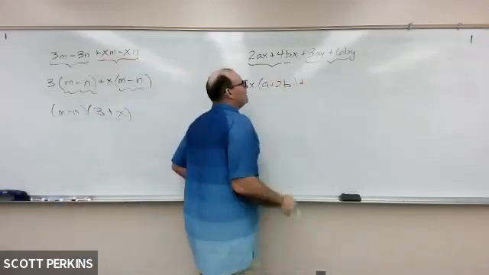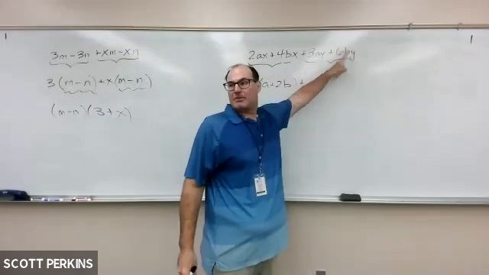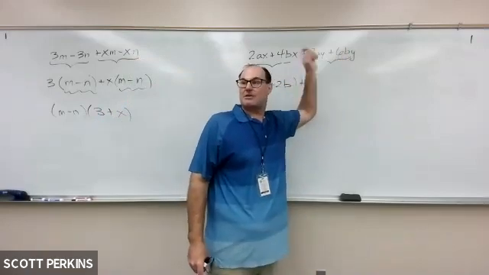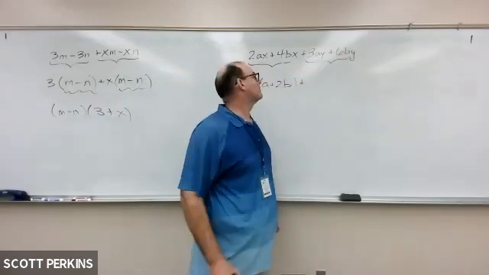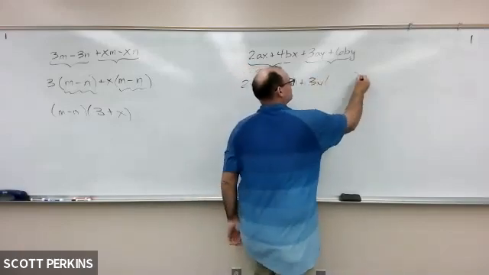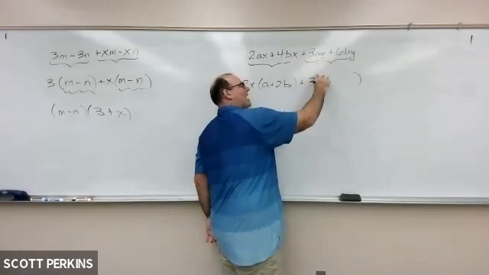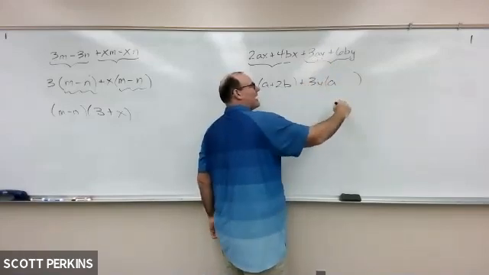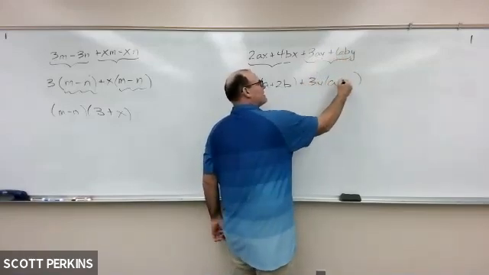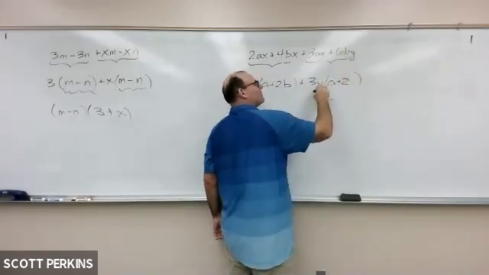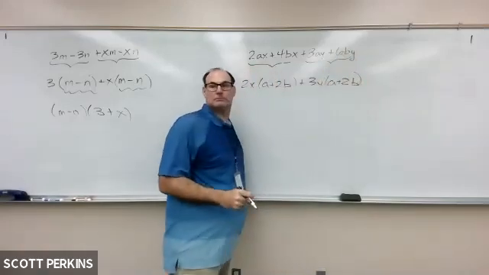Plus 3ay plus 6by. What's in common to those two terms right there? So the 3 I factored out. I started with ay, I factored out the y, I'm left with a. 6 divided by 3 is 2. by divided by y is b.